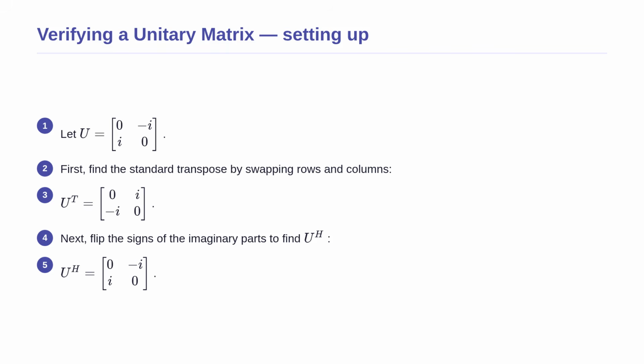Before we move on, let us see this with a concrete example. We are given a 2 by 2 matrix U containing the imaginary unit I, and we are asked to verify if it is unitary. To do this, we must find its conjugate transpose and multiply it by the original matrix. Our first step is to find the standard transpose by swapping the rows and columns. The top right moves to the bottom left and vice versa. Next, we take the complex conjugate by flipping the sign of every imaginary number. The positive I becomes negative and the negative I becomes positive, giving us our conjugate transpose U^H.